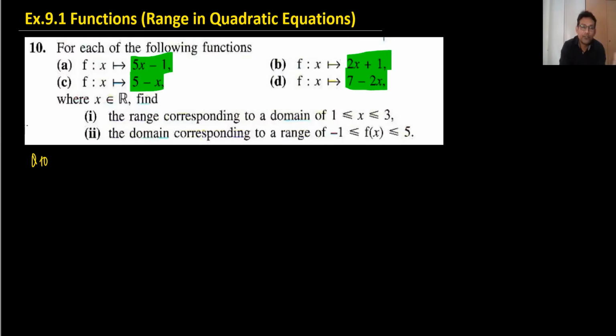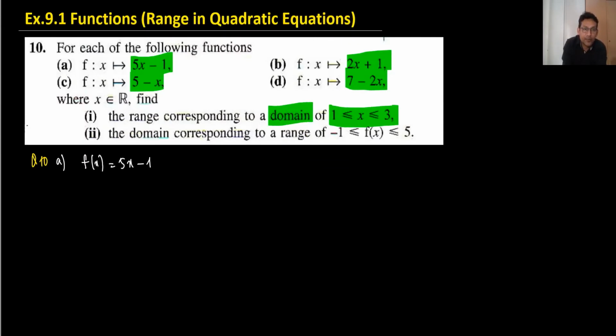So first in question number 10, I'm going to explain how we can find the range in a straight line. And then I'm moving to quadratic functions so that we can see the difference between these two types of questions. In the first part, there is no problem to find the range in a linear function. It's very simple. When the domain is given, for example, find the range when the domain is 1, 2, 3.